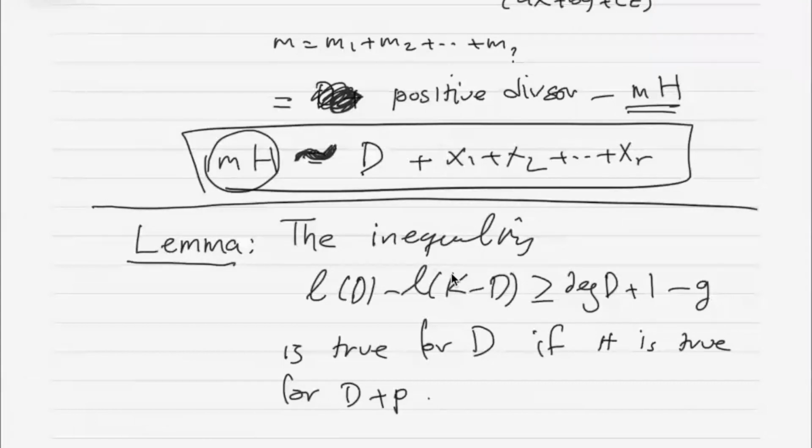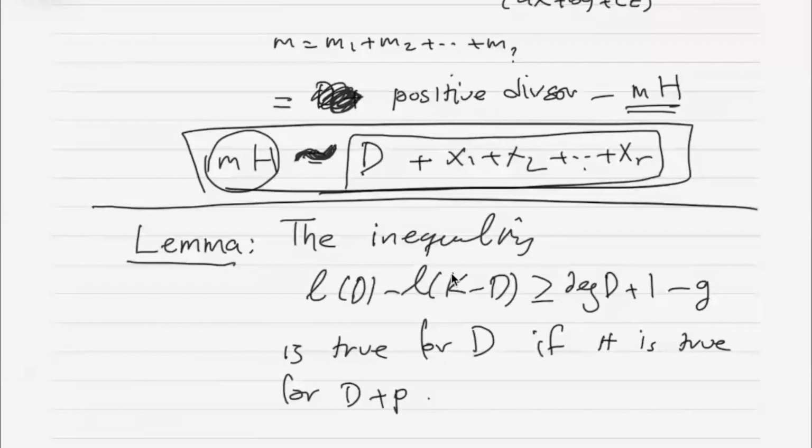Now, why does this finish the proof? Because we know that the inequality is true for MH. So it's true for D plus X1 plus X2 plus up to XR. And then using this lemma, we can one by one remove the Xi's and arrive at the truth of this inequality for D. Since it is true for D plus X1 plus X2 plus XR, then according to the lemma, it has to be true for D plus X1 plus up to XR minus 1. And again, by the lemma, it has to be true for minus 2. And then you can kill off these terms one by one until you arrive at D.